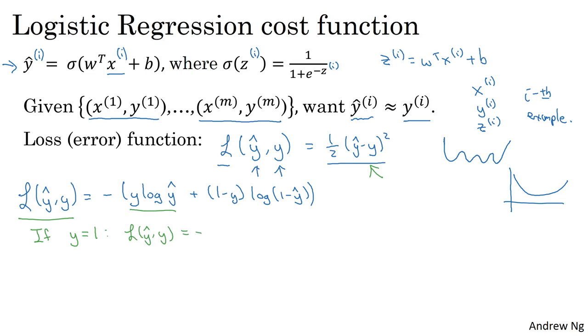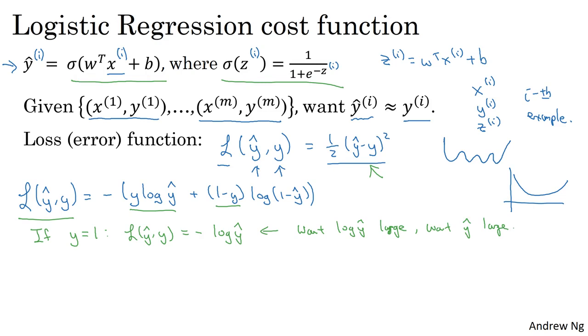And there's a negative sign, so it's negative log y hat if y is equal to 1, because if y equals 1, then the second term 1 minus y is equal to 0. So this says if y equals 1, you want negative log y hat to be as big as possible. So that means you want log y hat to be large, and that means you want y hat to be large. But because y hat is this sigmoid function, it can never be bigger than 1. So this is saying that if y is equal to 1, you want y hat to be as big as possible, but it can't ever be bigger than 1. So it's saying you want y hat to be close to 1 as well.